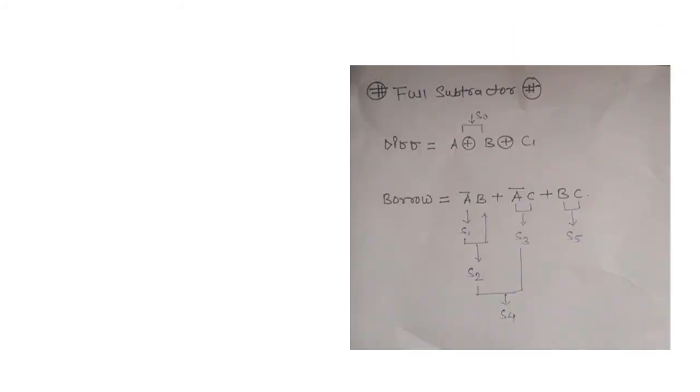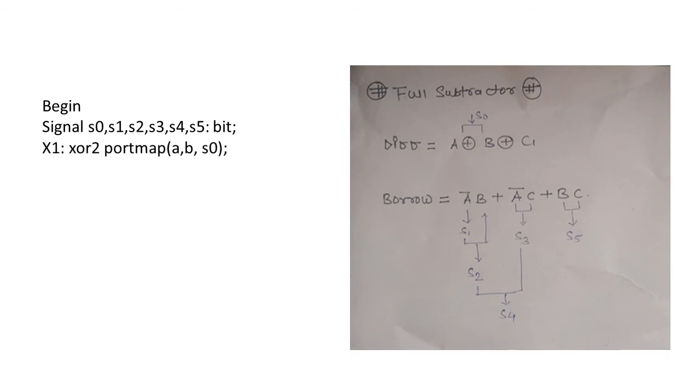So let us start with component instantiation. That means how we can use the components. Now friends, here you can see we are using an XOR gate. Its inputs are A and B. Now, if we had a three-input XOR gate, we could take A, B, C as inputs for the difference output. But we are using a component which accepts two inputs, therefore I am using A, B as input. And its result we will store in S0.